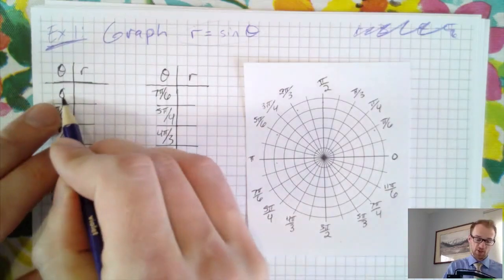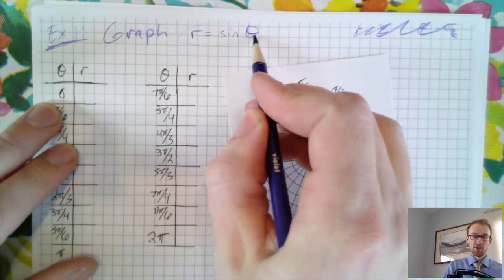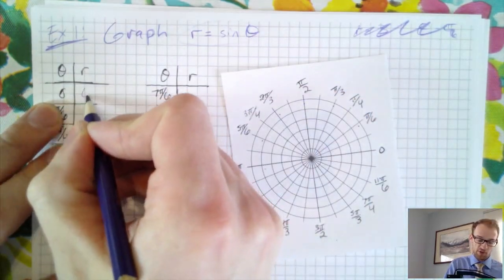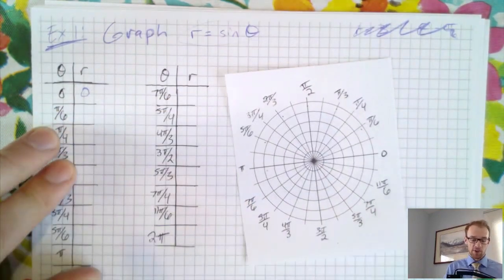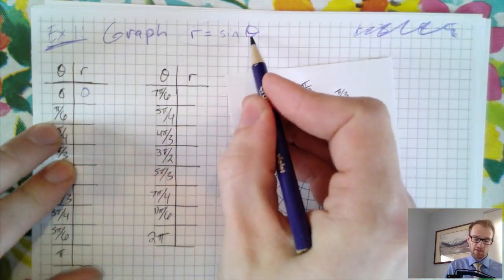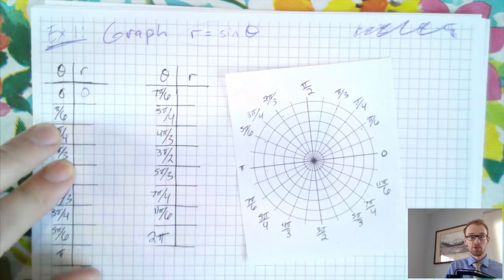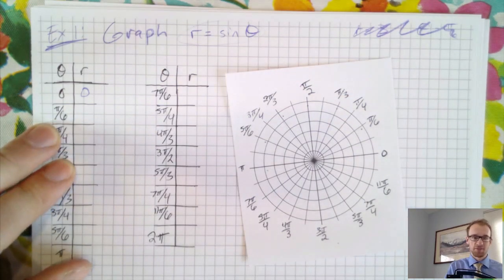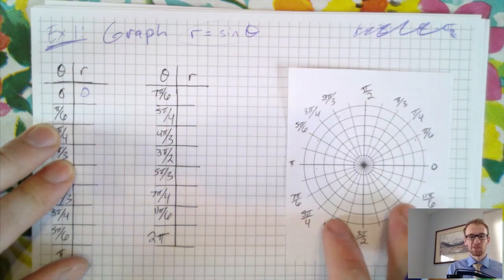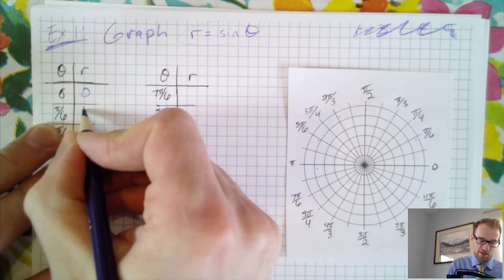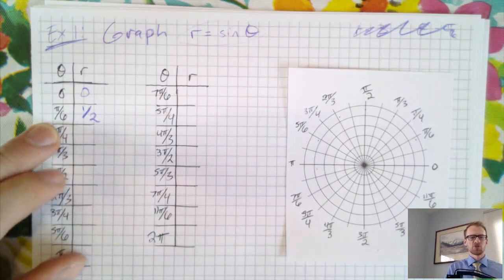So when theta is 0, well, what's the sine of 0? That's 0, so r is 0. When theta is pi over 6, well, what's the sine of pi over 6? If you have your unit circle, you can look at that, or maybe you have these memorized by now. I hope you have at least some of the most basic ones memorized. Sine of pi over 6 is 1/2. Let's just do a few of these.